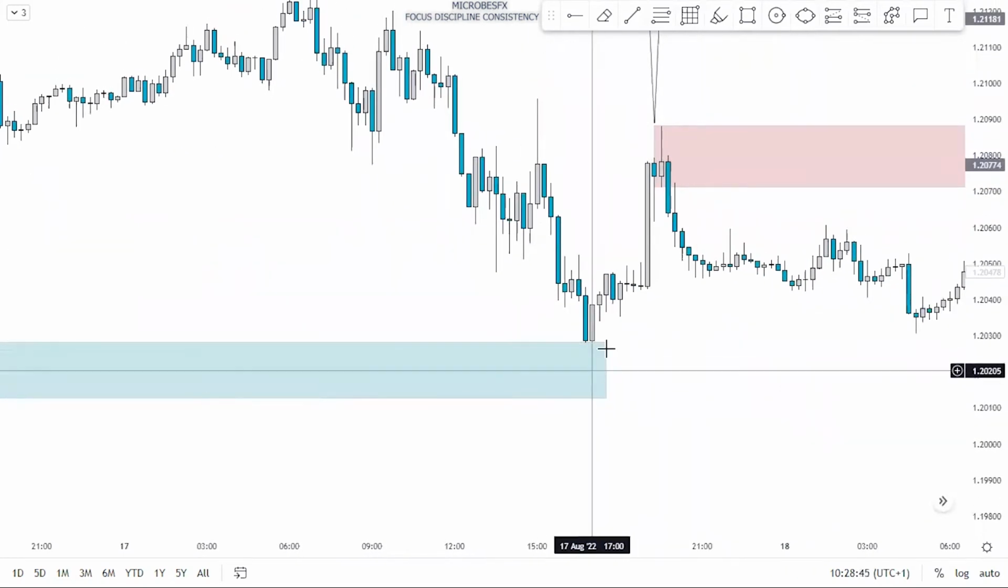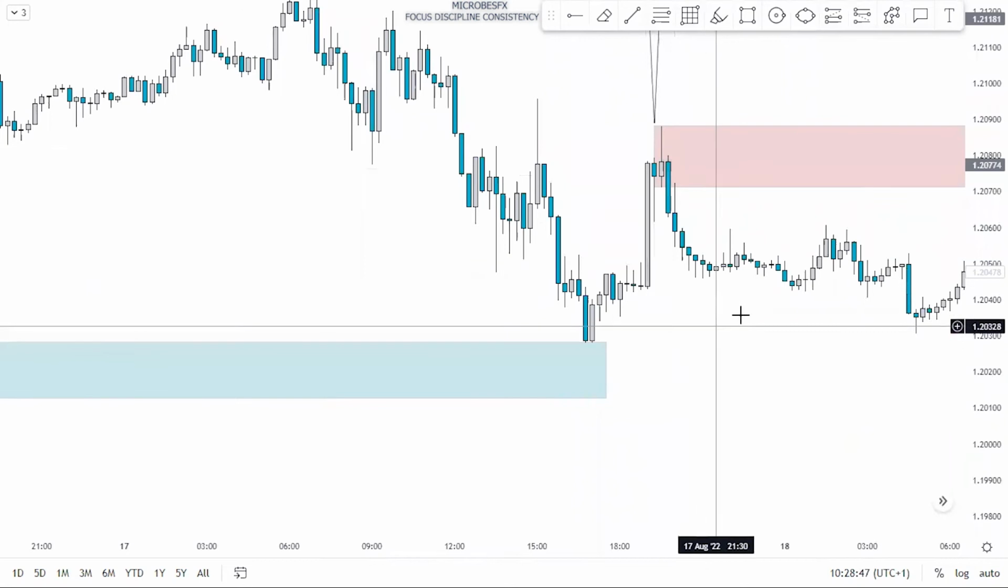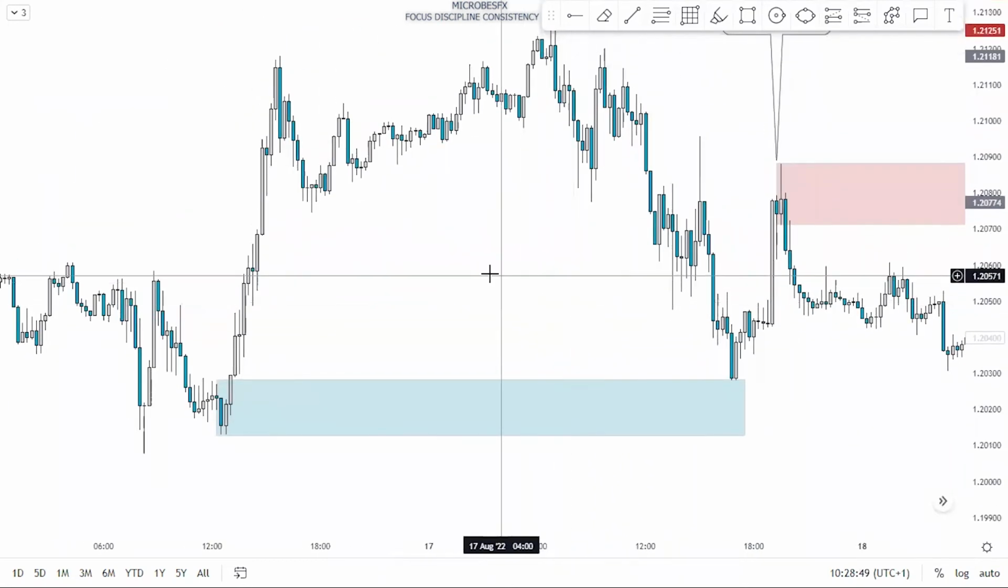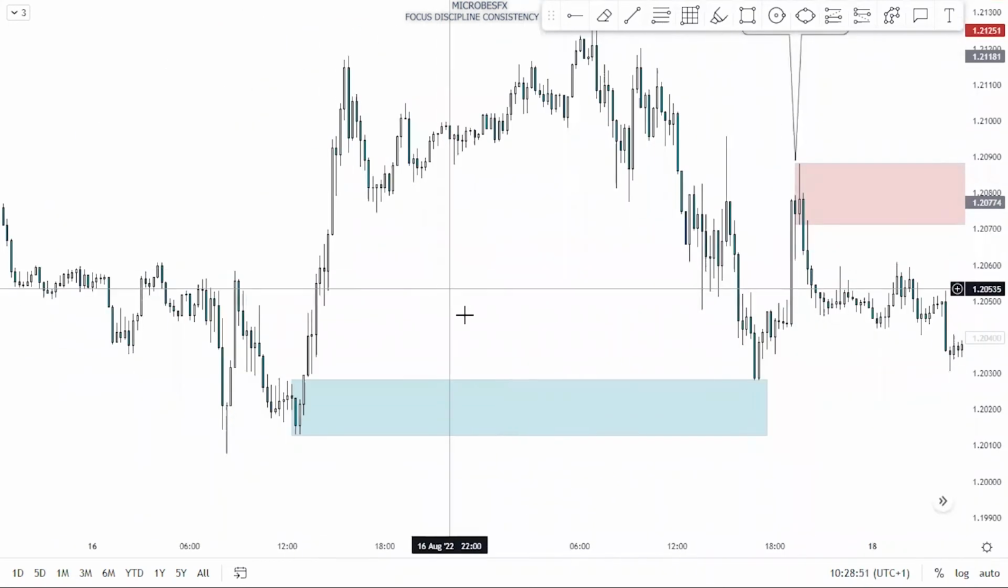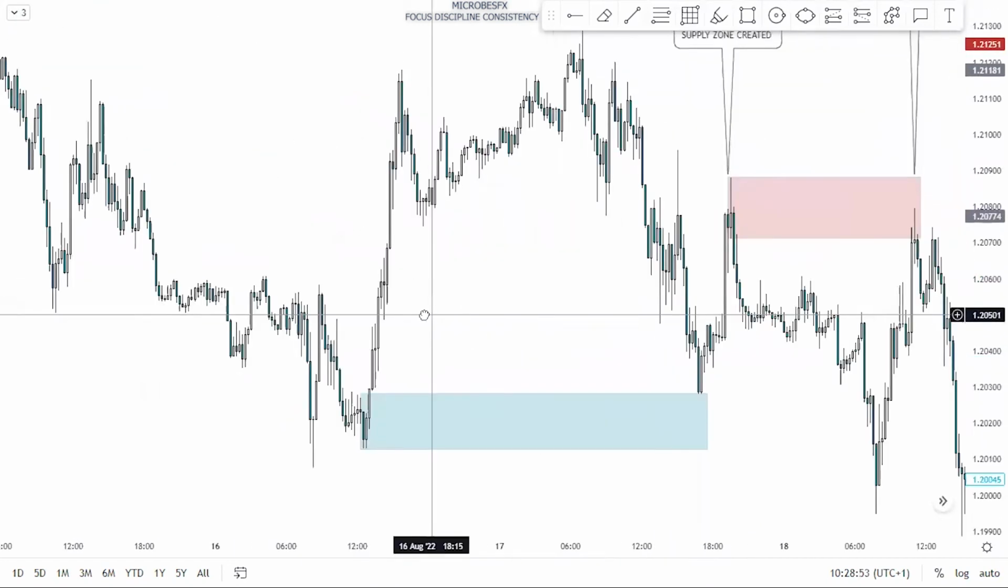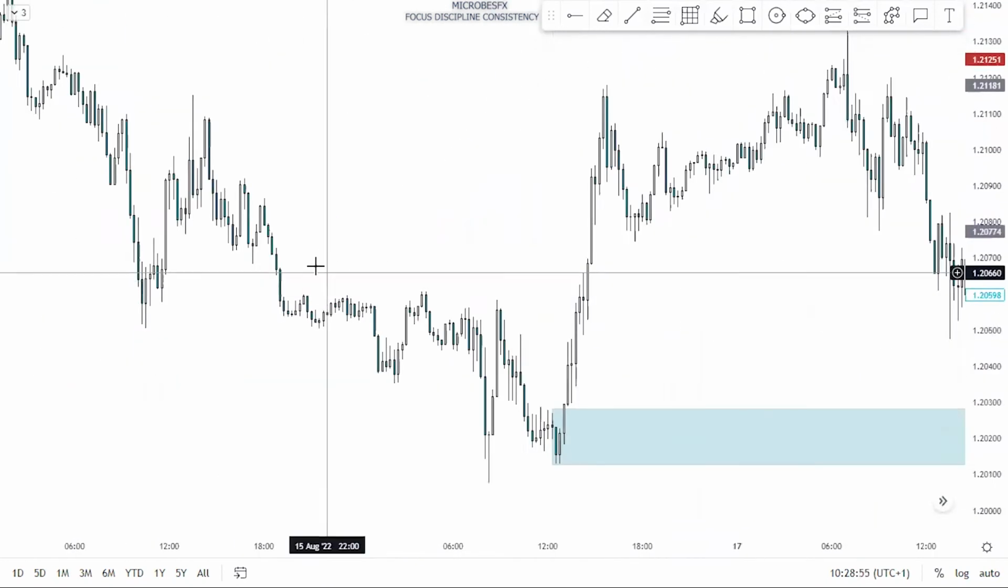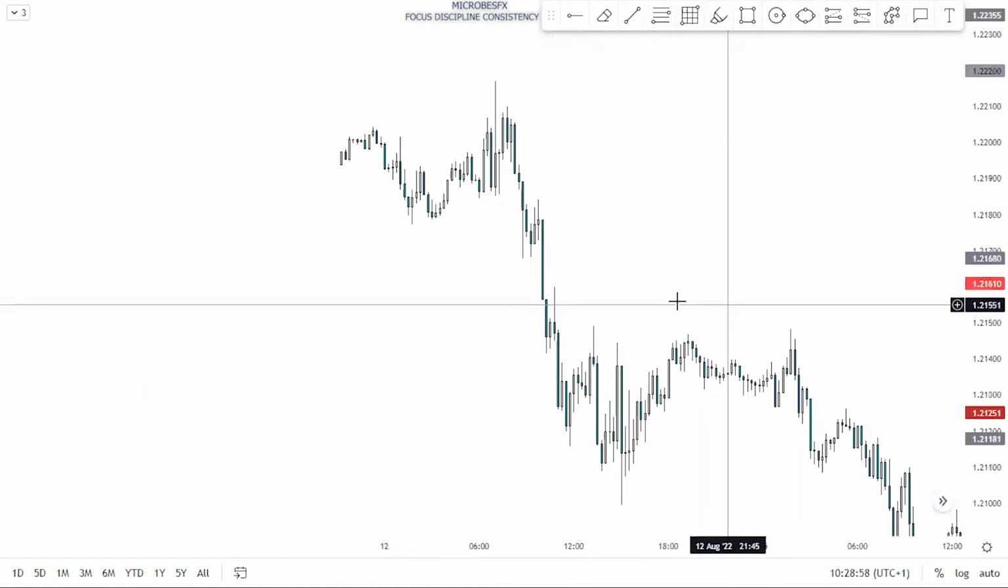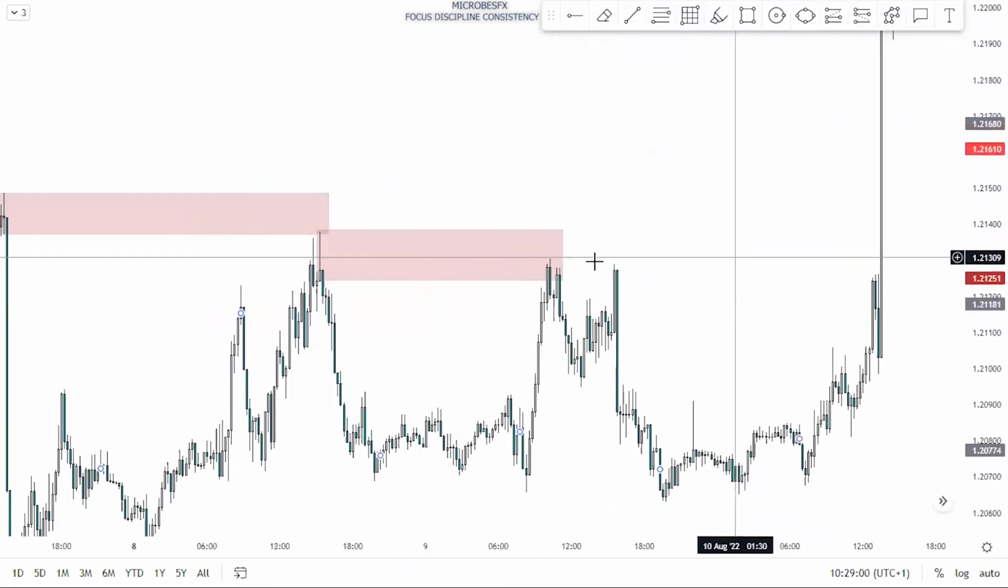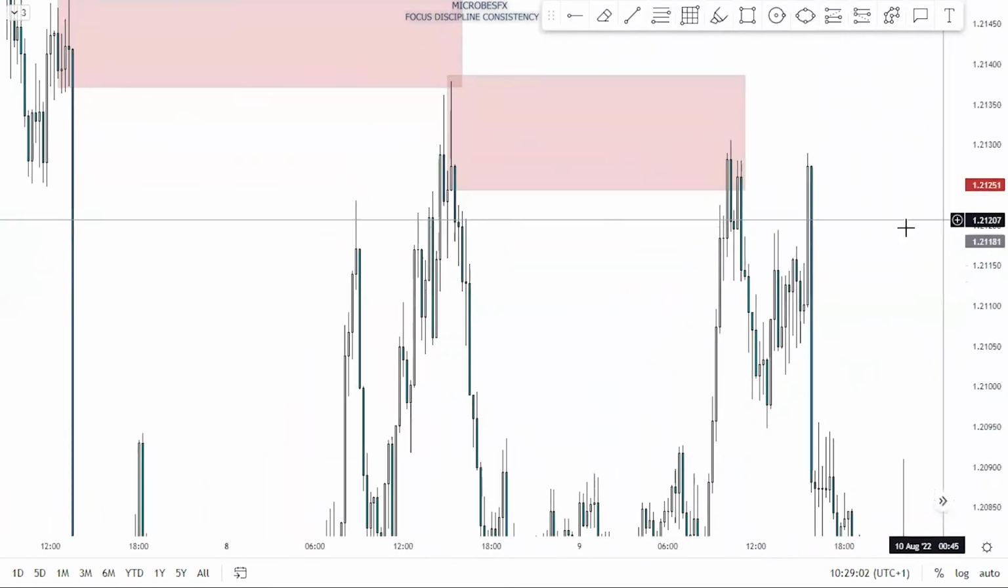This one was not a very large move, but this should be up to 30 pips. You can make decent amount of money from that. So you see how these zones actually work. So let me see if I have another one. Yeah, so see this one again.